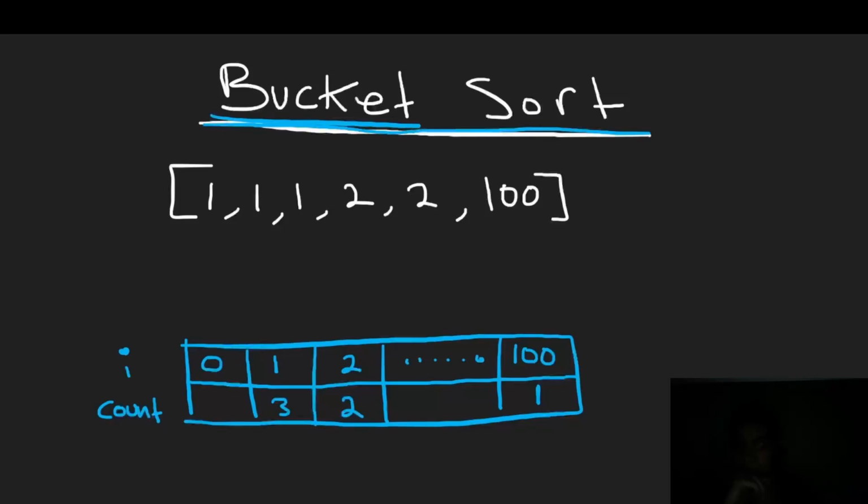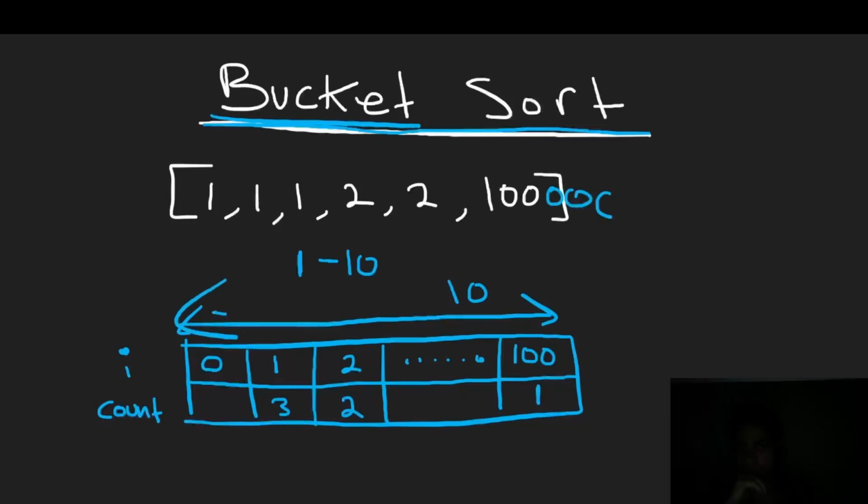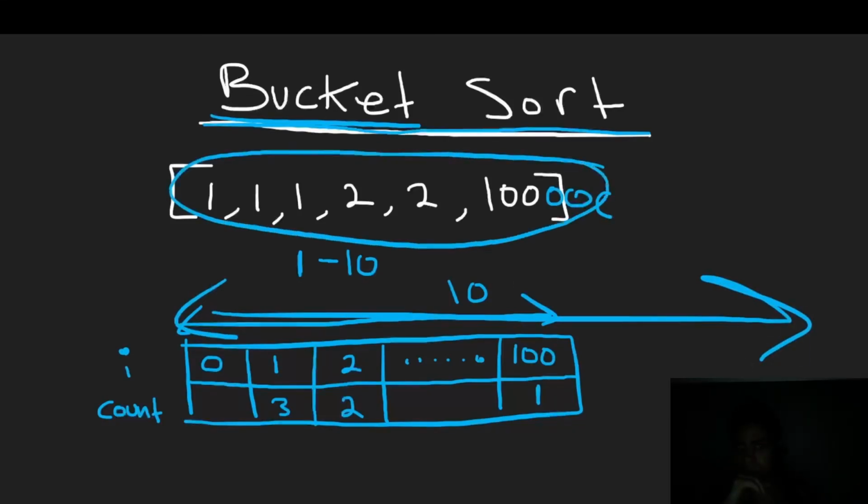Now this algorithm would be linear time if our input values were bounded. For example, if we knew for a fact that every value was between 1 and 10, then we would know that the size of our array is also going to be 10. But in this case, the values are unbounded. This could have been 1,000,000, and then the size of our array would have been 1,000,000, even though the total input array size is only 6.